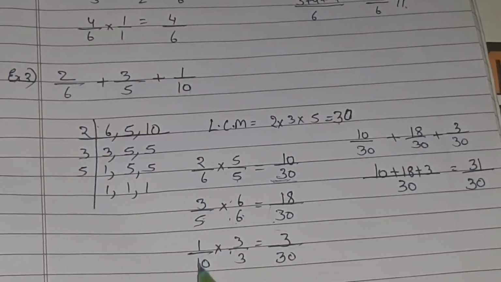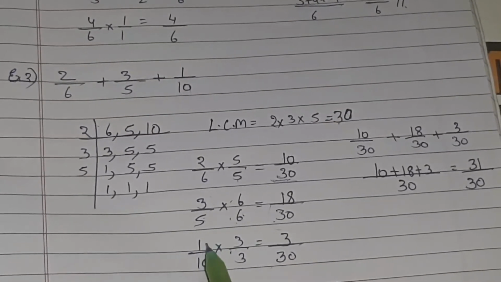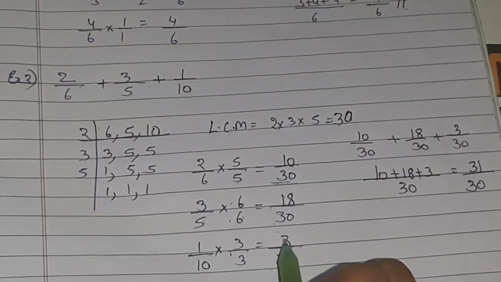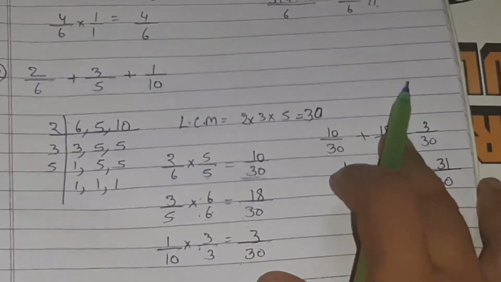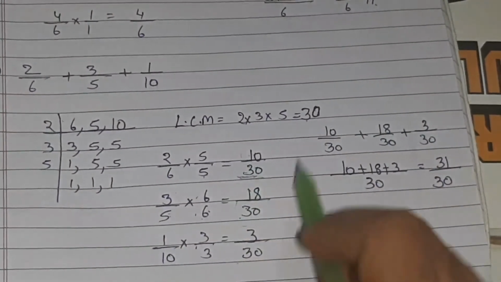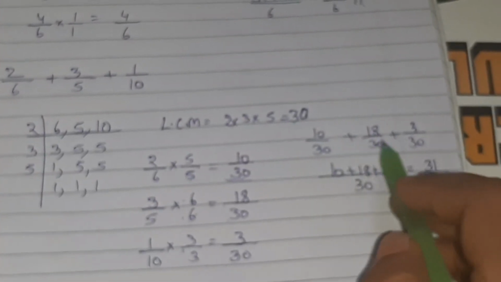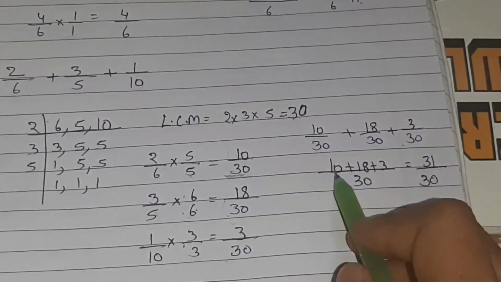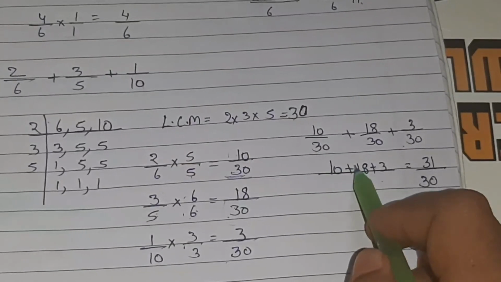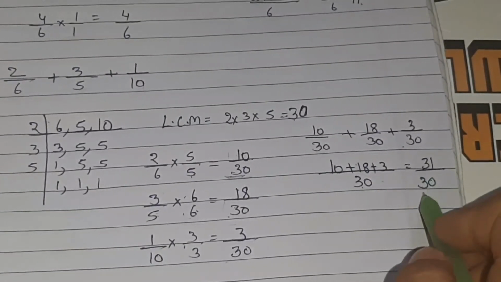And the third one, 1/10. So 10 3s are 30 and here 1 3 is 3. So 3/30. Okay. So when we add these numbers, 10/30, 18/30 and 3/30, write down 30 here, then 10 plus 18 plus 3, what do we get? 31/30.